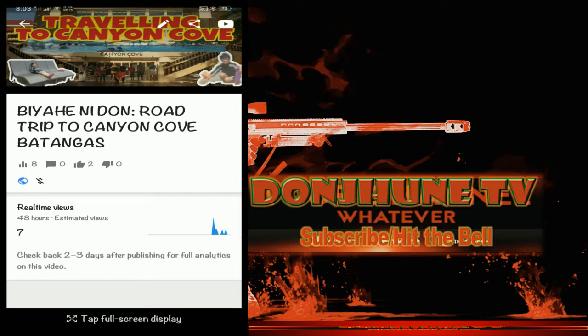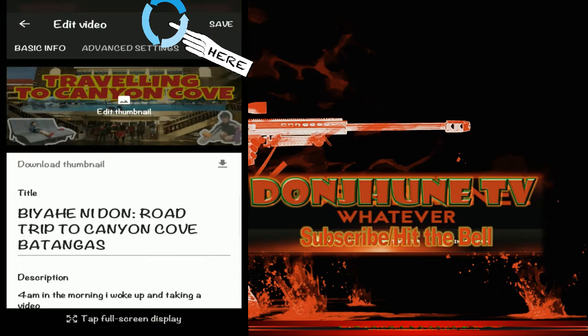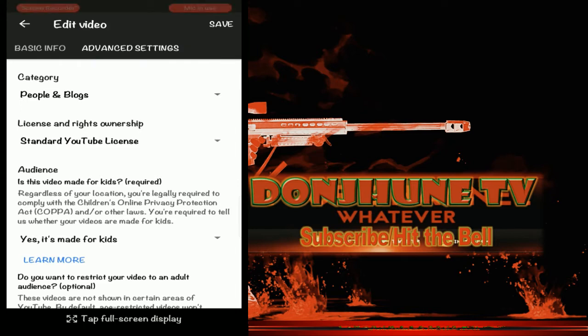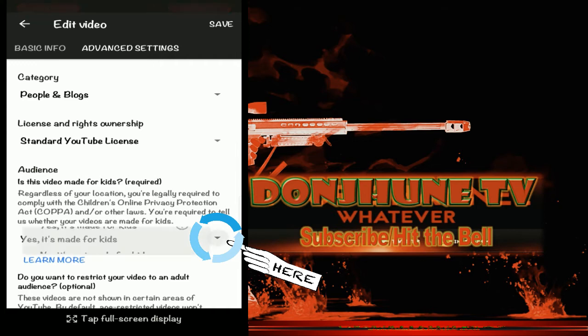Inside of this video there is a symbol like a pencil. Press that pencil. After pressing that pencil, there are two words saying advanced setting. Press that advanced setting. Inside the advanced setting, read the audience. There is the word audience. Then under the audience, there is a little arrow. This one, that one. Press that one.